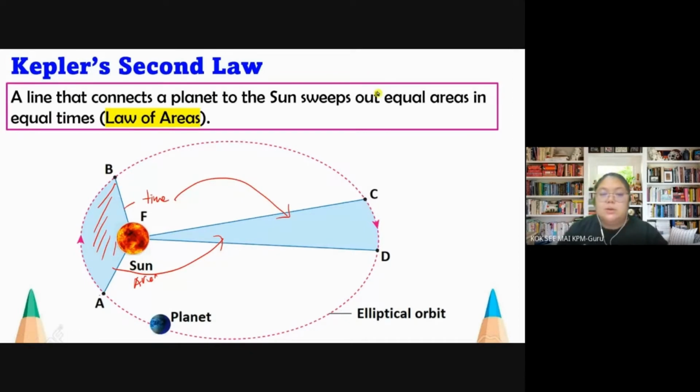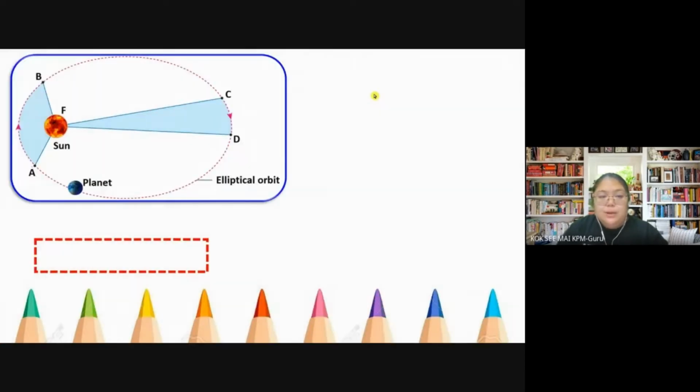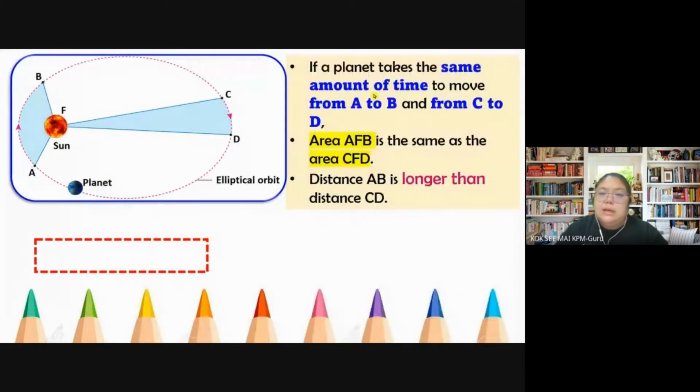Okay, so now we continue to see some more info from Kepler's second law. If a planet takes the same amount of time to move from A to B and from C to D, the time taken is the same. Okay, area AFB, the triangle, is the same as the triangle CFD.